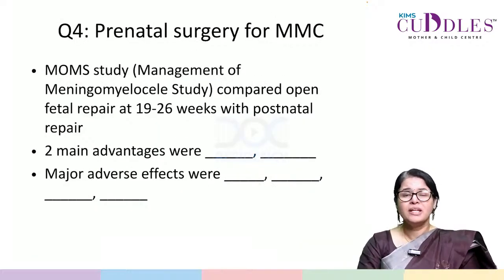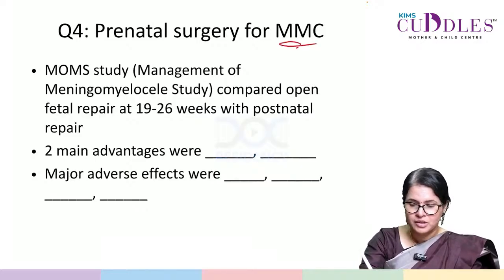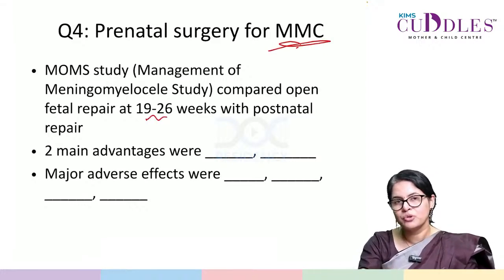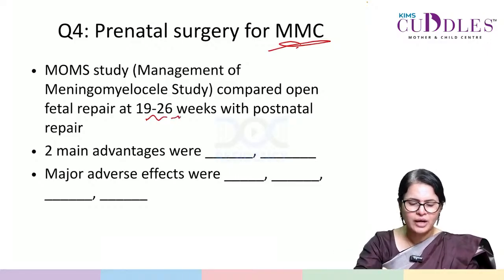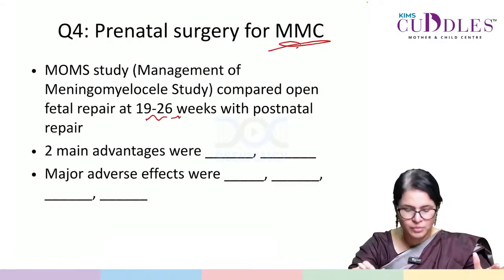Next question is about prenatal surgery, prenatal intervention for myelomeningocele or MMC. So, there is one study, the Management of Myelomeningocele Study or MOMS. It compared open fetal repair at 19 to 26 weeks with a conservative approach during pregnancy and only postnatal repair. So what happens if you actually intervene during fetal life itself is the question that it was trying to answer, versus waiting and watching.